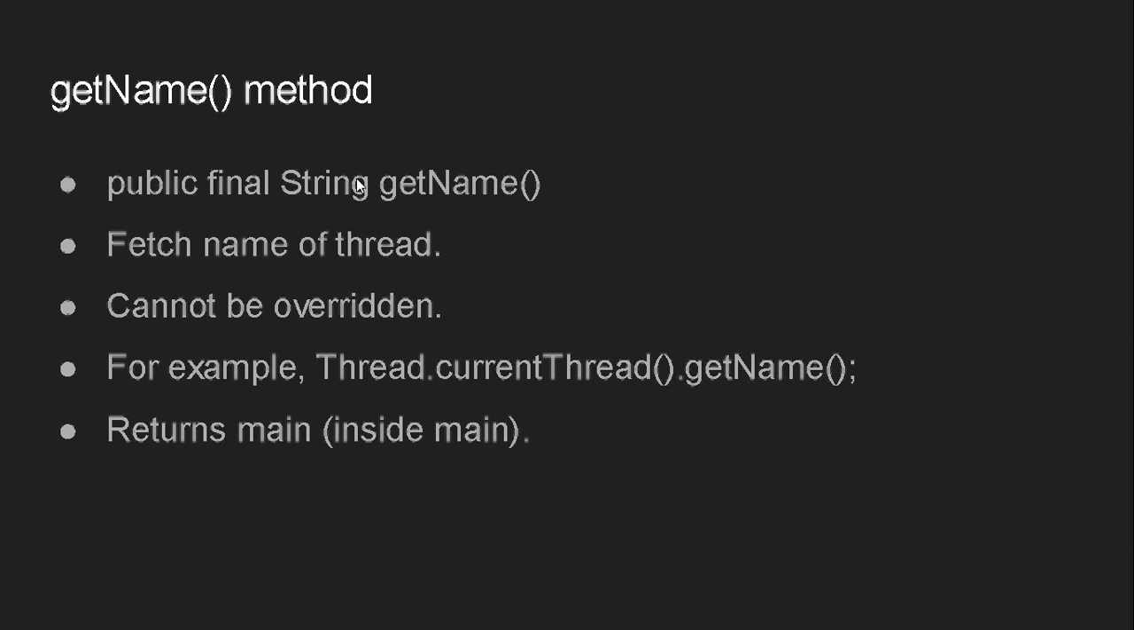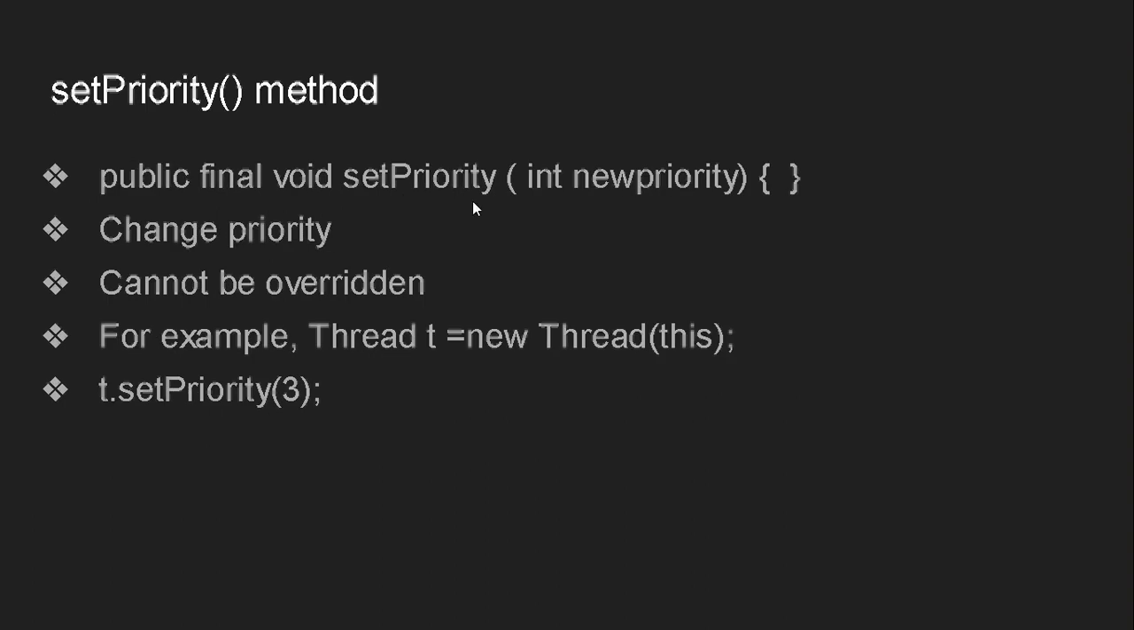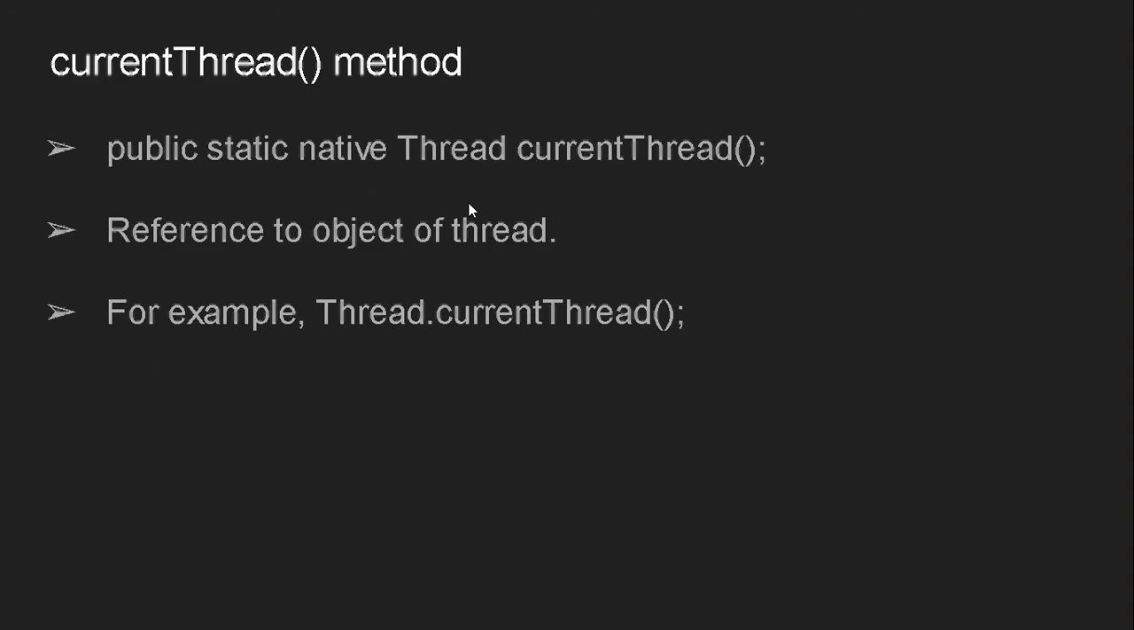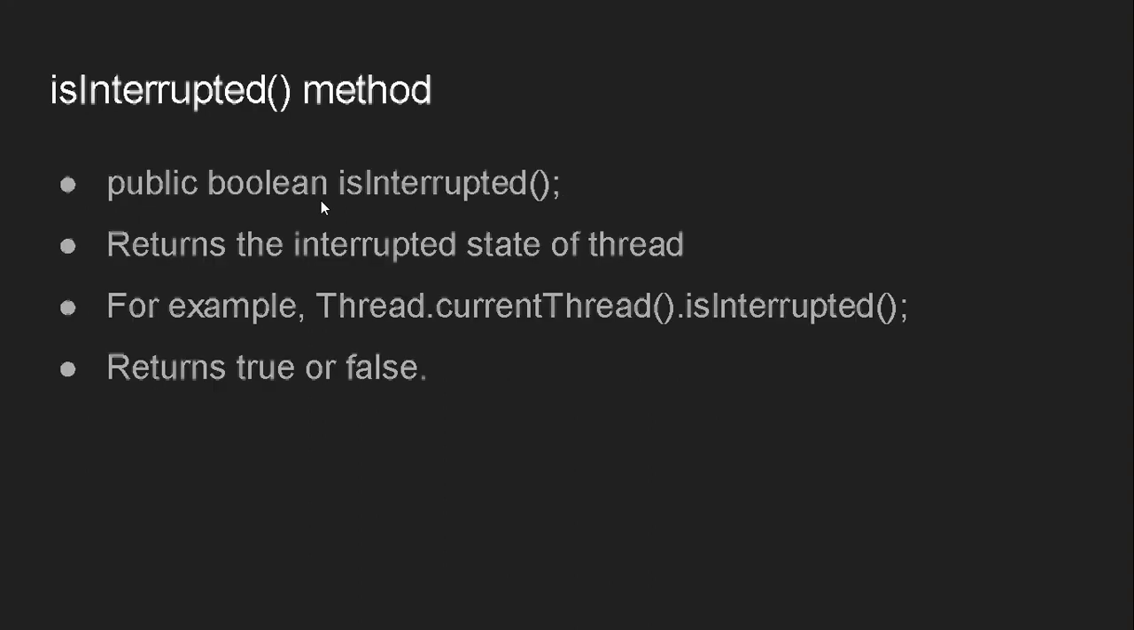You cannot override the getName method. You cannot override the getPriority method. You cannot override the setPriority method. You cannot override the setName method. Similarly, the currentThread method is static in nature, so you cannot override this one either. You cannot override static methods. Then after that, you can override the interrupt method, and you can override the isInterrupted method also. So at maximum you can override 3 or 4 methods.